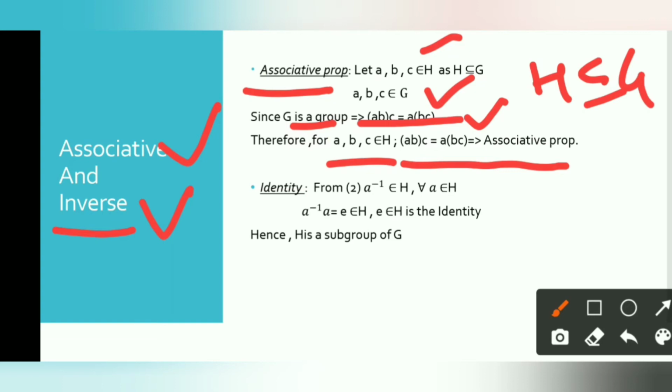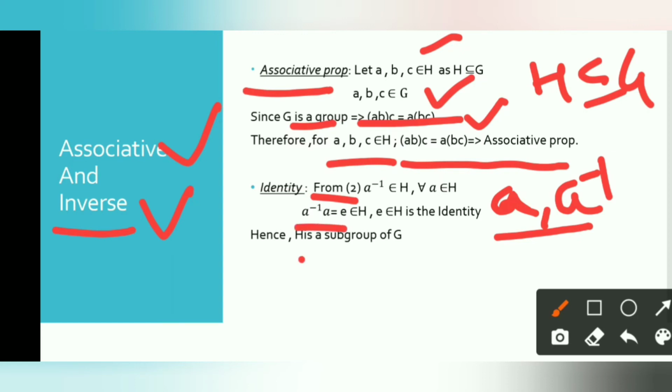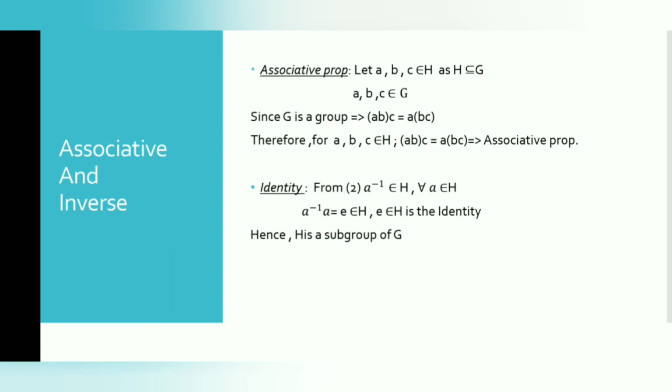Then the next is identity. For identity, the second thing is A inverse belongs to H for all A belongs to H. If we have these two elements, one is A and other is A inverse, then by applying the first property, the product of any two elements in H is in H. So A inverse into A is identity. Identity in H means the identity element exists. So these two properties follow and this shows that H is a subgroup.